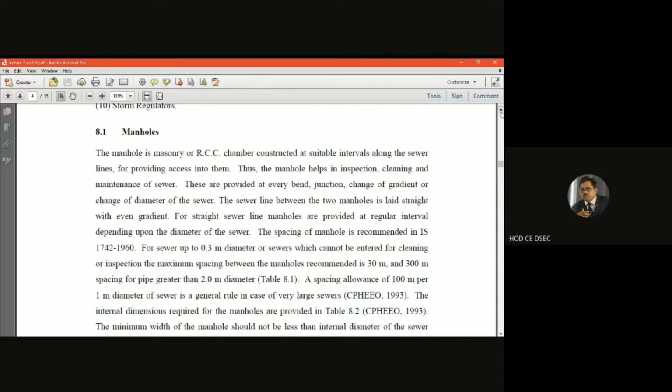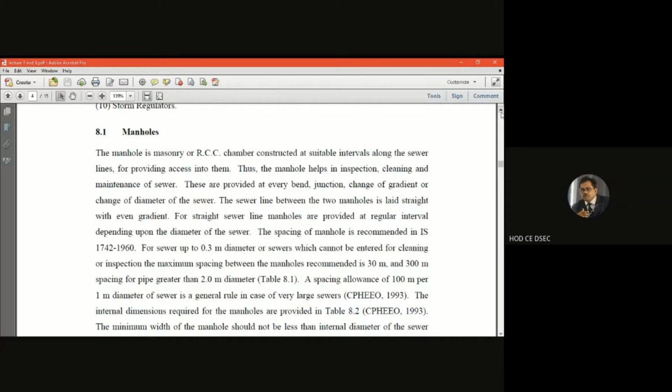Now, manholes are provided at bends. How will we, as civil or environmental engineers, decide where to provide a manhole? Definitely at a bend, where one sewer pipe turns to another route, meaning there is a change in the direction of the path. Every bend must have a manhole.